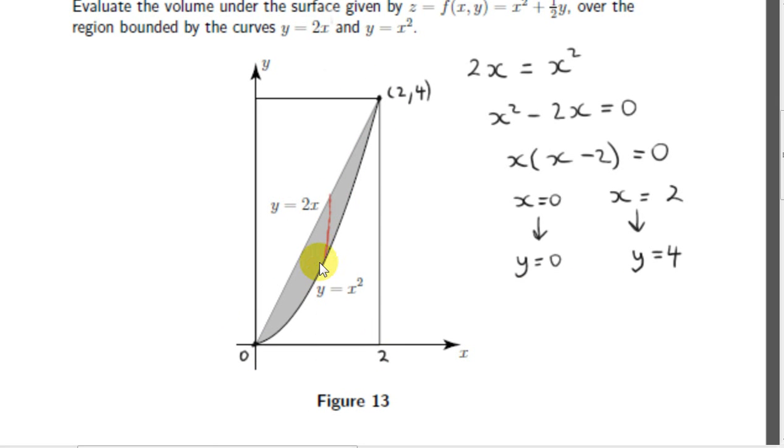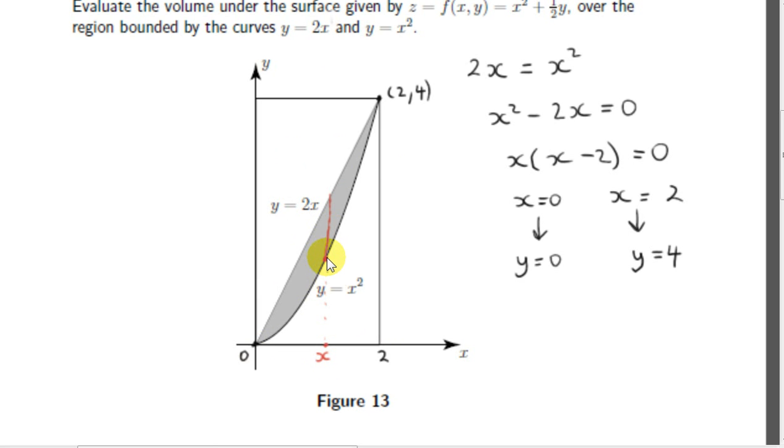Now we could take cross sections of the region under the surface and above this shaded part, either in the y direction or in the x direction. So I'm showing one in the y direction. You could also imagine a cross section of the volume, say, taken in the x direction. Now we're going to do this by considering cross sections in the y direction, but later on we will do the calculation both ways. So we imagine an arbitrary point x lying between 0 and 2.